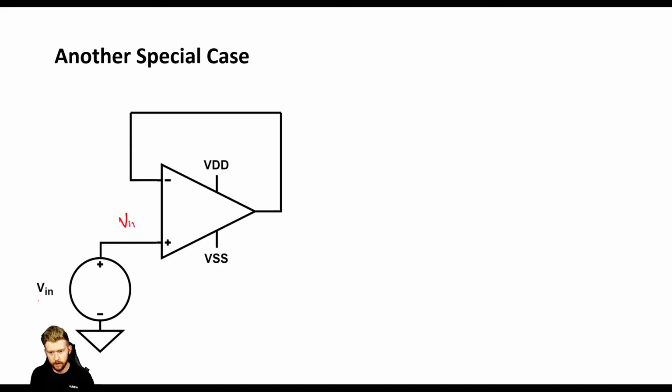We know that this is going to be VN, because that's what we're applying to this terminal. And we know that this amplifier is going to try and make it to where there is VN right here as well. And the best way for it to do that is to just make V out equal to VN. So V out is equal to VN. So this is a special case that's called a buffer, or like an amplifier with a gain of 1. So it's just going to pass whatever's on our input directly to the output.